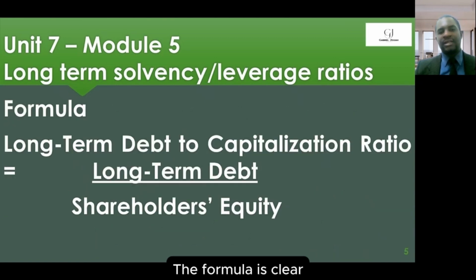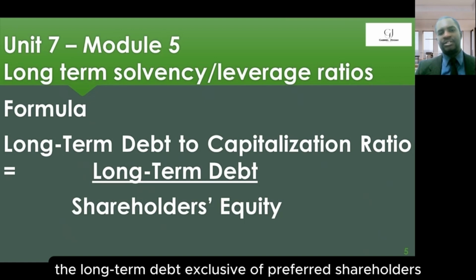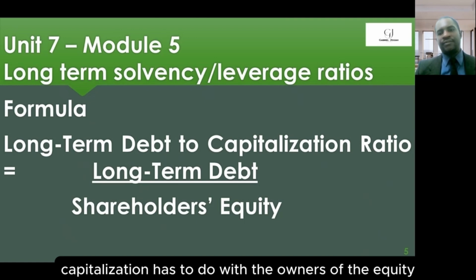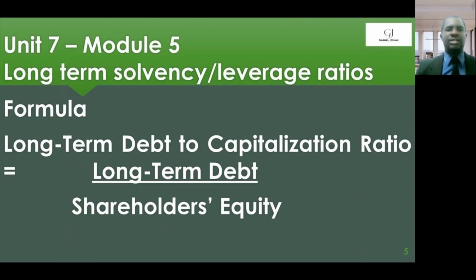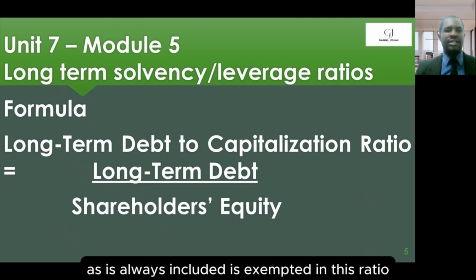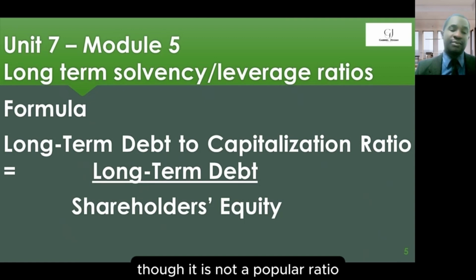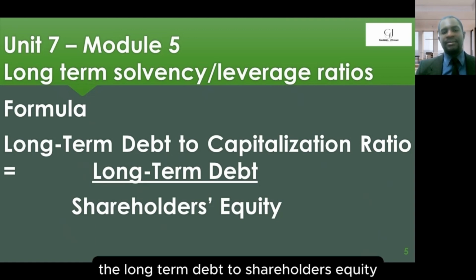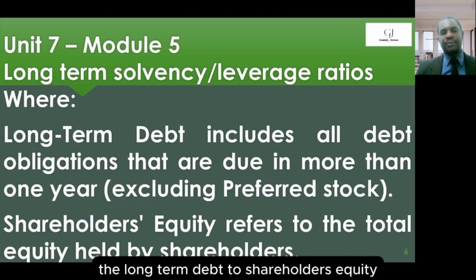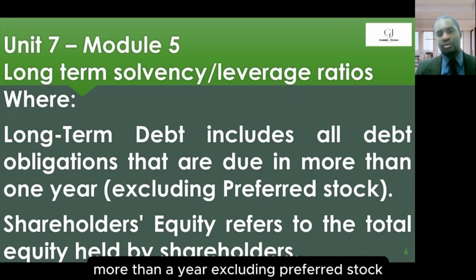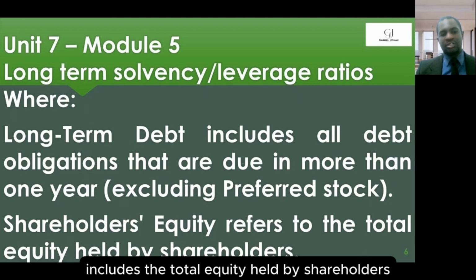And the formula is clear: the long-term debt, exclusive of preferred share capital, over capitalization. Capitalization has to do with the owners of the equity. It's quite different from the gearing ratio in the sense that the preference share portion, which is always included there, is exempted in this ratio. Though it's not a popular ratio, it has some significance in determining the long-term debt to shareholders' equity, where long-term debt includes all obligations that are due more than a year, excluding preferred stock, while the shareholders' equity includes the total equity held by shareholders.